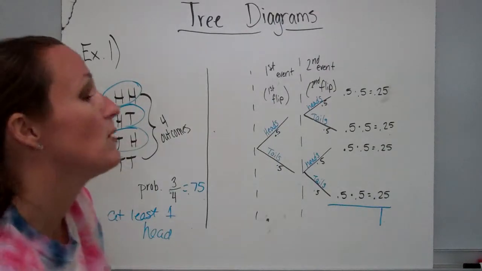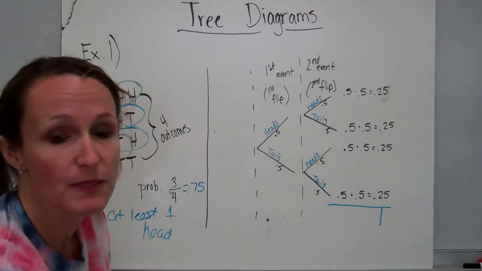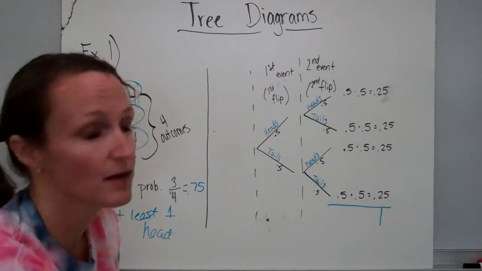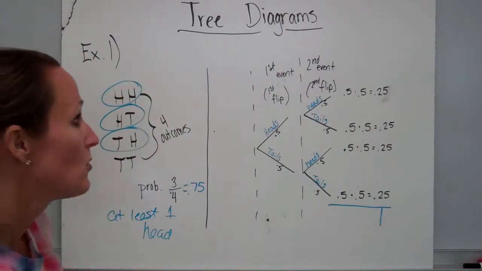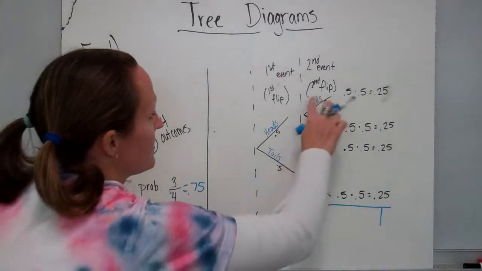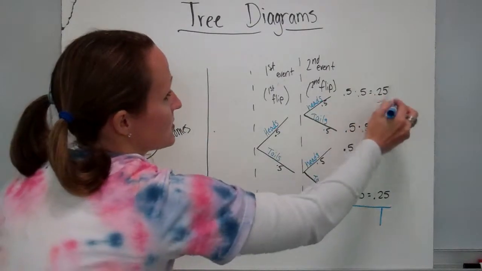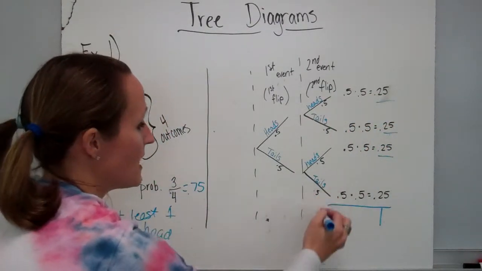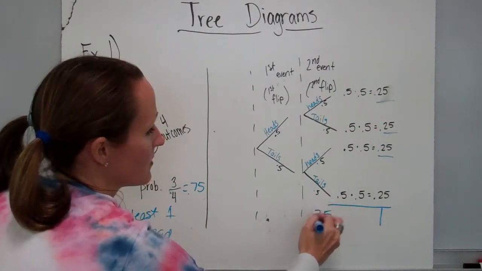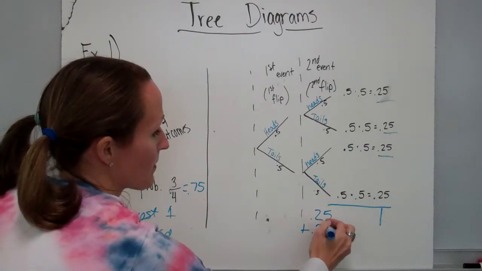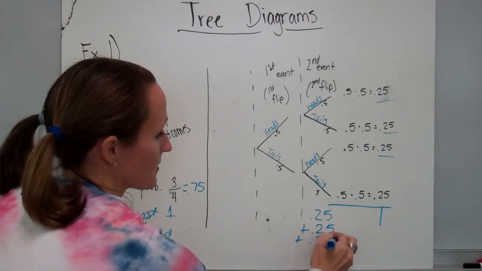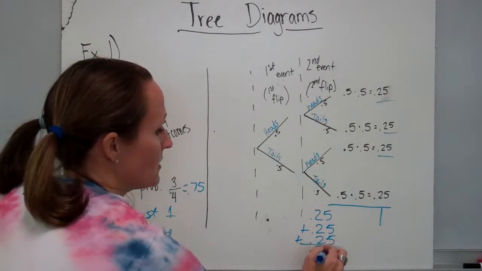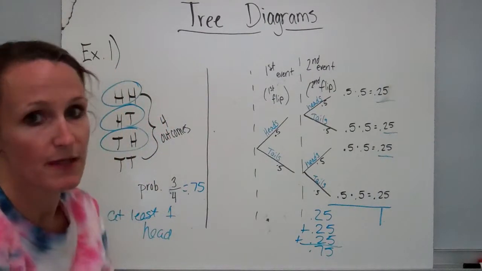Now, the question we're trying to answer is, what is the probability of getting at least 1 head out of our coin flips? Well, you've got 3 that involve heads. This one, and this one. So once again, if we added them all up, you get a probability of 0.75.